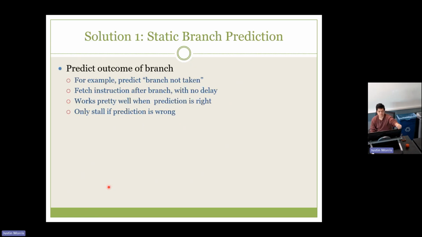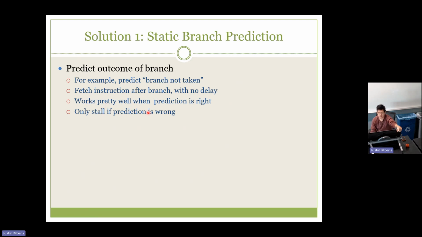So solution 1, static branch prediction. We are just going to predict the outcome of the branch to be not taken every single time. So we're going to fetch the instruction that is right after the branch with no delay. And if we're right, then we've started the execution of the correct instructions. We're all happy, right? Nothing is wrong. We have no performance impact.